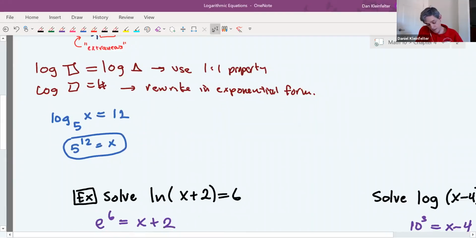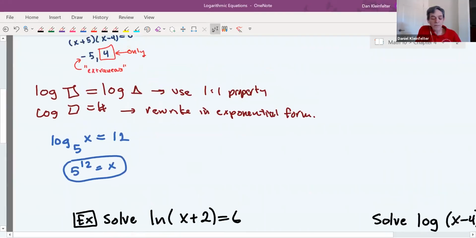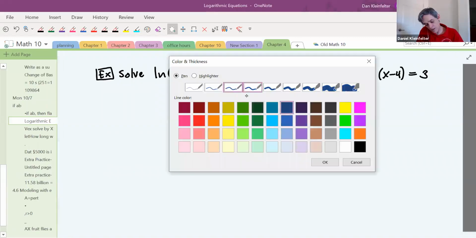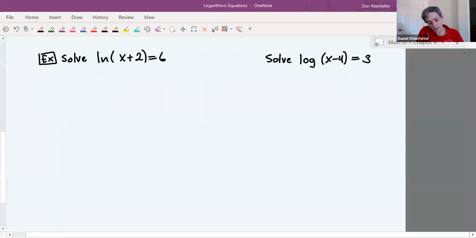Okay, so we're going to do a couple more examples next. So keep in mind the overall guidance: if it's log equal to log, use the one-to-one property. And if it's logarithm equal to a number, we want to rewrite it in exponential form. All right, so let's try these next two examples.